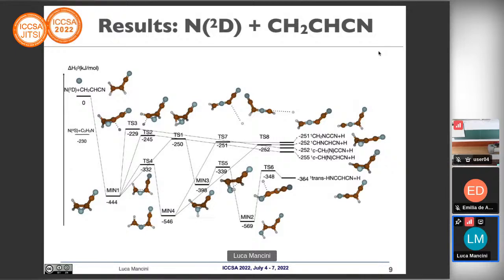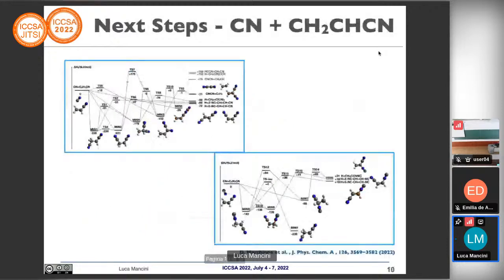So these are the two potential energy surfaces that we obtained in a first DFT analysis. The future perspectives are, also in this case, a complete evaluation of the potential energy surface, also using the coupled cluster approach in order to obtain more accurate energy values. We recently employed this method that I showed to complete the analysis of the CN radical with the acrylonitrile molecule.